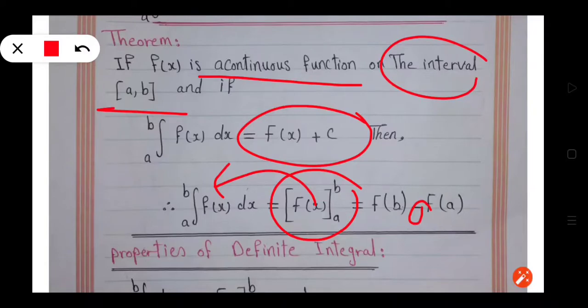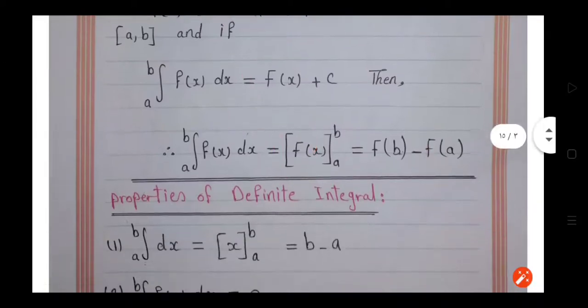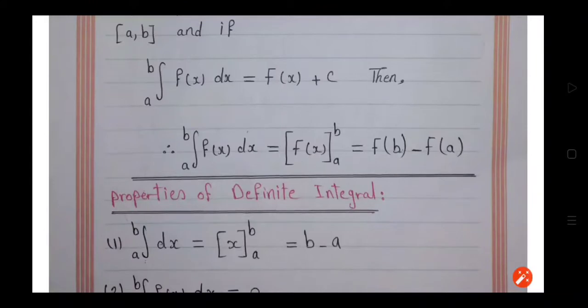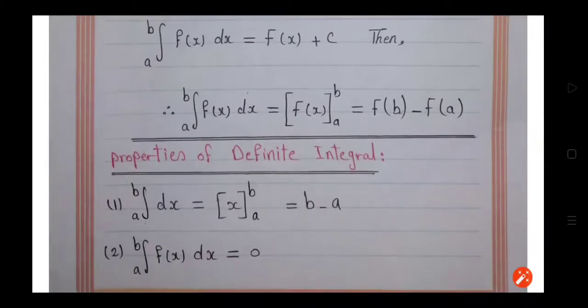That means that we have two steps to find the definite integral. First, we find the integral directly. Step 2, we substitute x first time by b upper limit and second time by a lower limit, and the sign between them is negative.